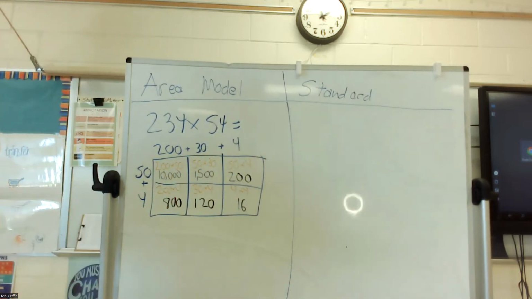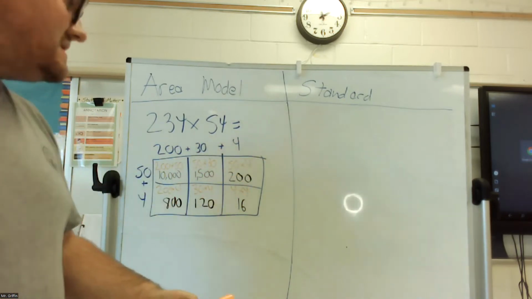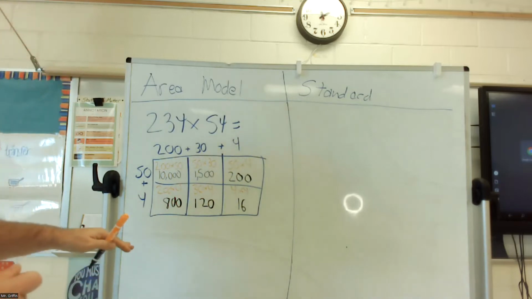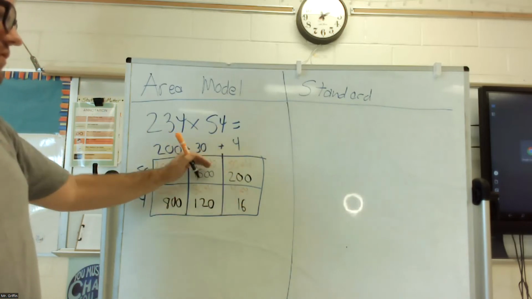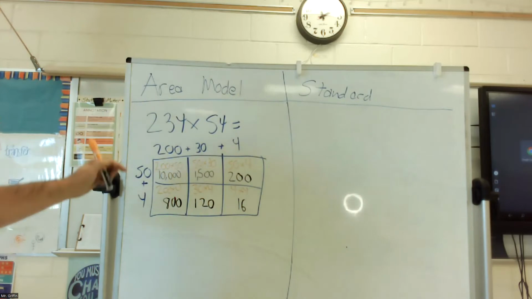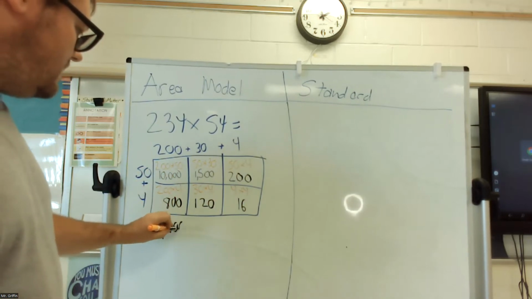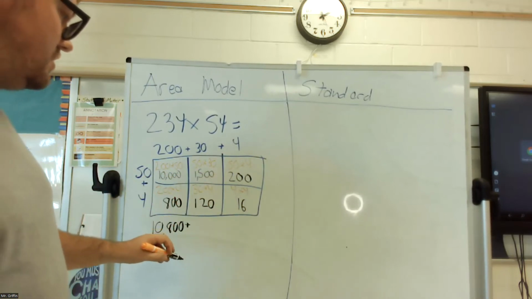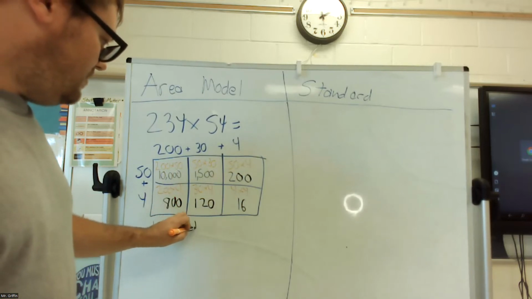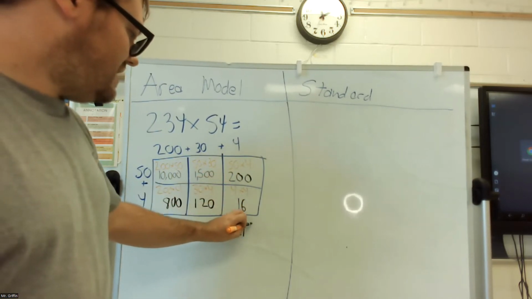Now, one thing I like to do, since I have 6 numbers to add with this standard algorithm, is add my first two, all my vertical columns first, and then combine the 3 numbers just to condense it. So I have 10,000 plus 800. That's 10,800. 1,500 plus 120 is 1,720. 200 plus 16 is 216.